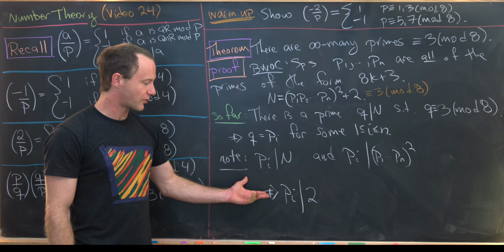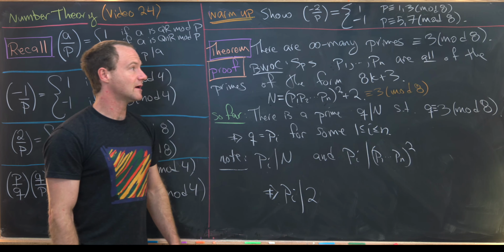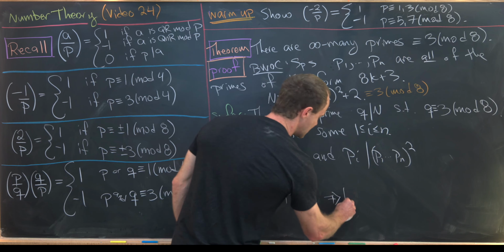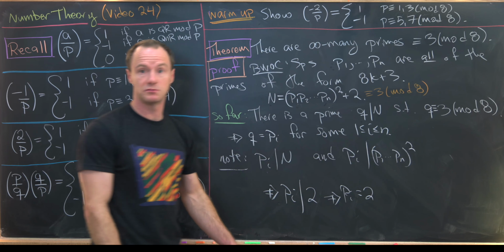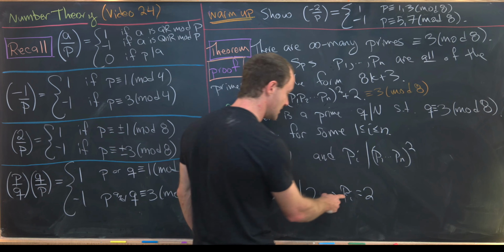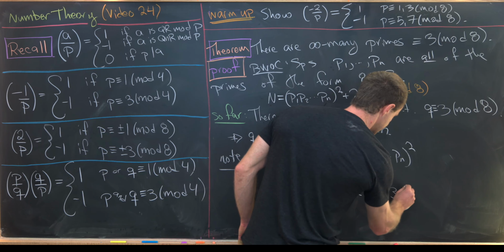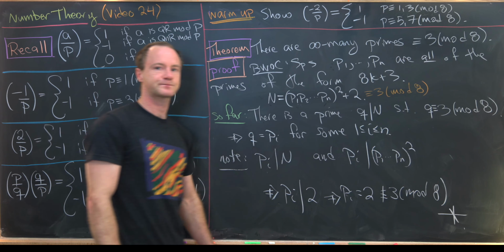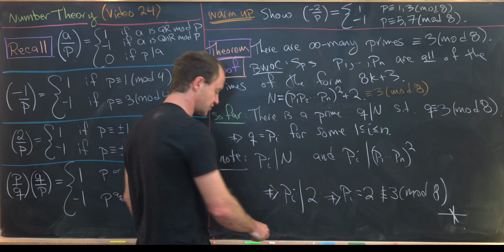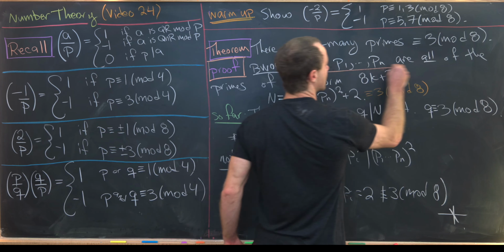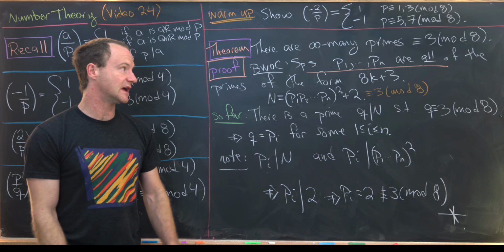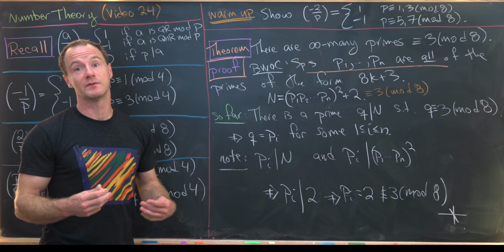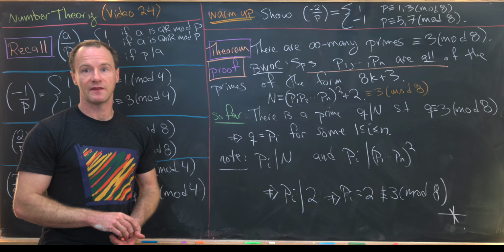But is there a prime that is 3 mod 8 that divides 2? No, there is not, because the only prime that divides 2 is 2, obviously, because 2 is prime, but 2 is not congruent to 3 mod 8. So we've reached a contradiction. What did we contradict? We contradicted this assumption up here that this list P1 up to Pn was all of the primes. So this must not be all of the primes. So there must be infinitely many primes. And that's a good place to stop.